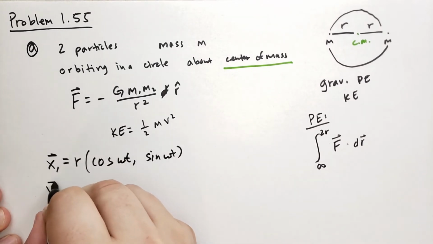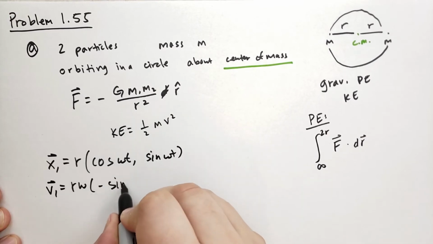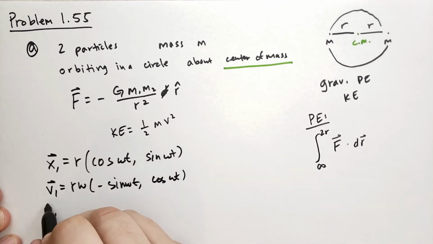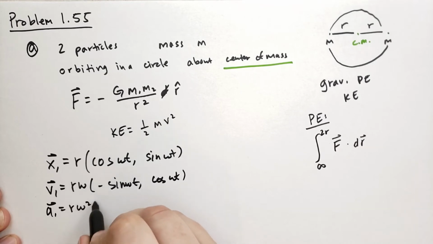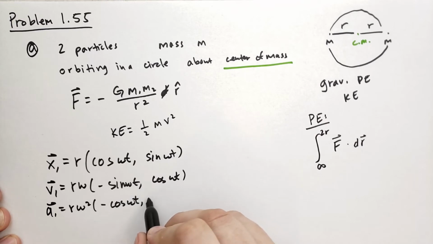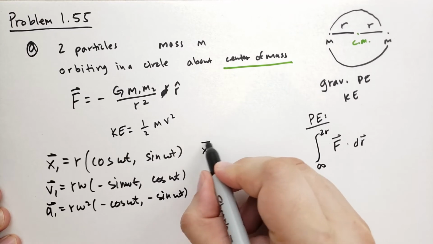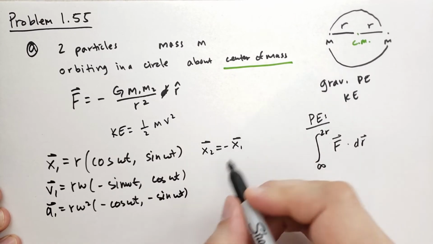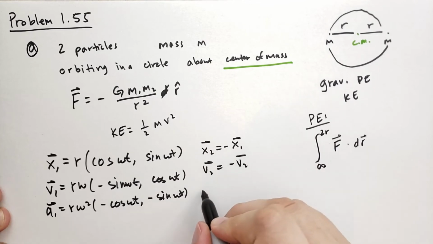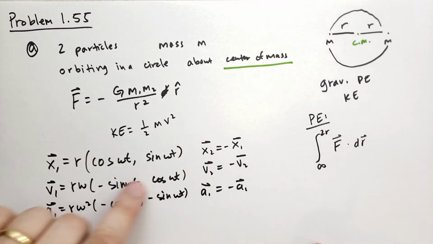The velocity of that particle is the derivative of this, which is going to be r omega times minus sine omega t, cosine omega t. And then the acceleration of this particle is going to be r omega squared times minus cosine omega t and minus sine omega t. And we'll note that the x2 position is always equal to the minus of the x1 position, and so the velocity of this particle is also opposite the other velocity, and the acceleration of this particle is opposite the acceleration of the other particle. So there's no surprises there.